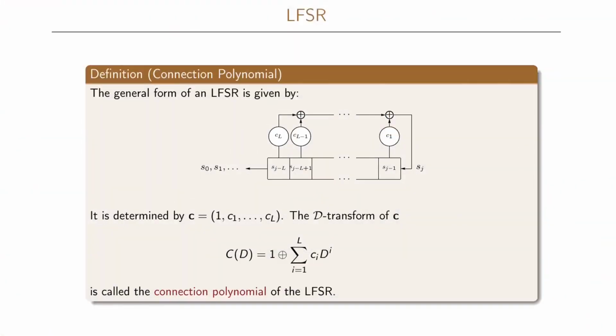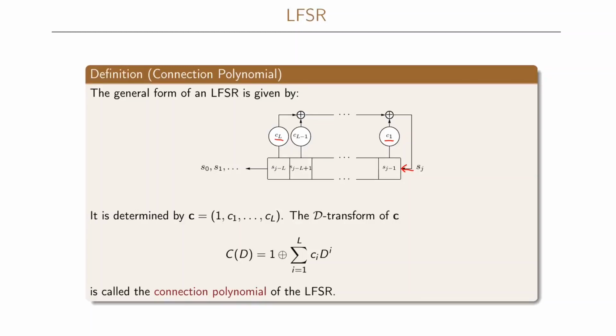We will now define the connection polynomial for an LFSR. So we have seen the general form of an LFSR, where we compute the new symbol that we input to our shift register as a linear combination of the symbols that we already have inside our LFSR. Exactly how this is computed is determined by the constants that we call C1 up to CL.